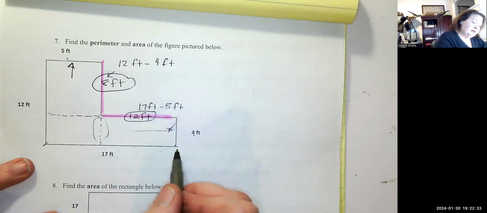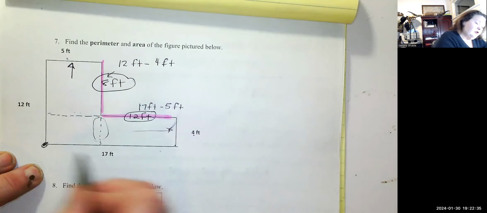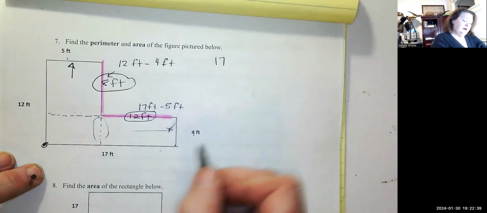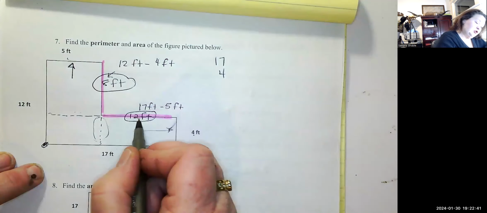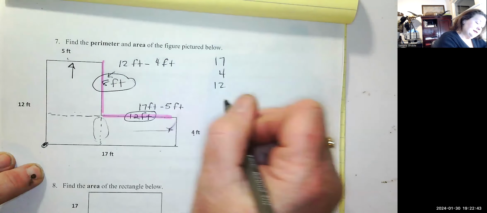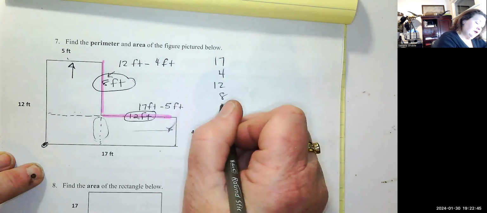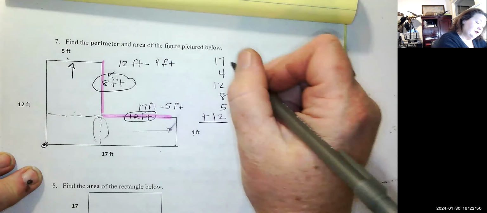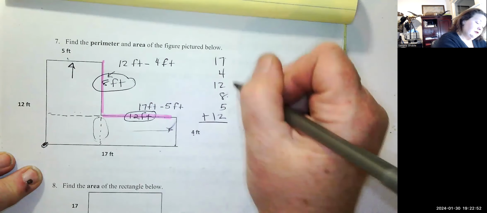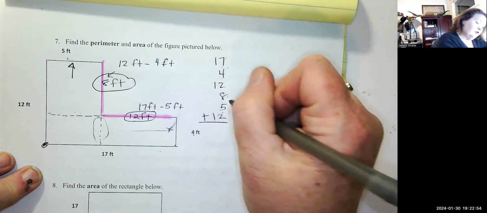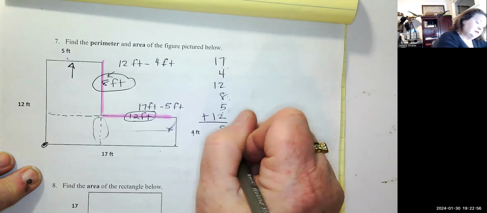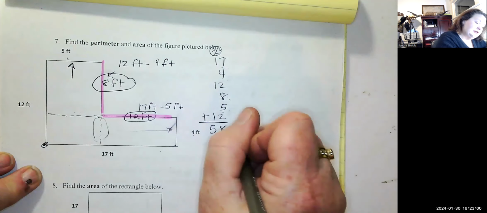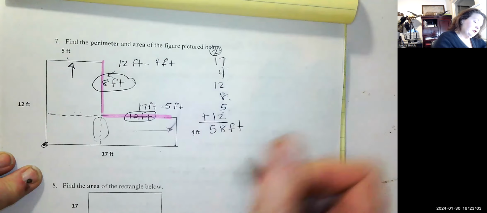All right, so I'm going to start with right here. I'm going to go all the way around it and add them up. So I've got 17, 4, 12, 8, 5, and 12. All right, I'm just going to add these up real quick. So 6, 7, 8, 9, 20, 22, 8. There's 8. Here's the 2, 3, 4, 5. So 58 feet is our perimeter.